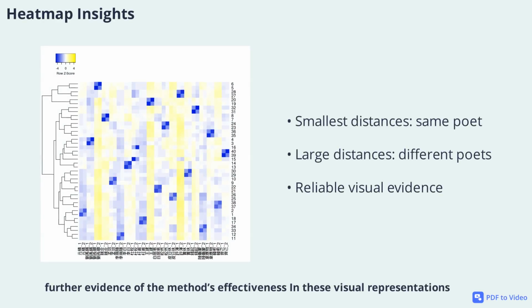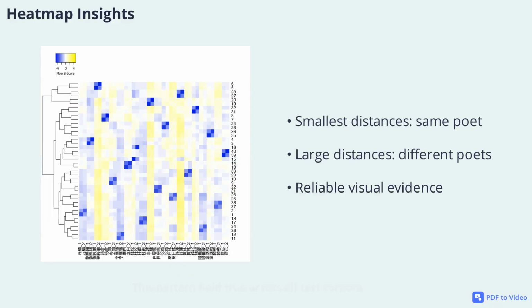In these visual representations, the smallest distances always appeared between samples from the same poet, while distances between different poets were much larger. This pattern held true across all test corpora, reinforcing the reliability of Delta for author attribution, even in a language and literary tradition so different from those it was originally designed for.